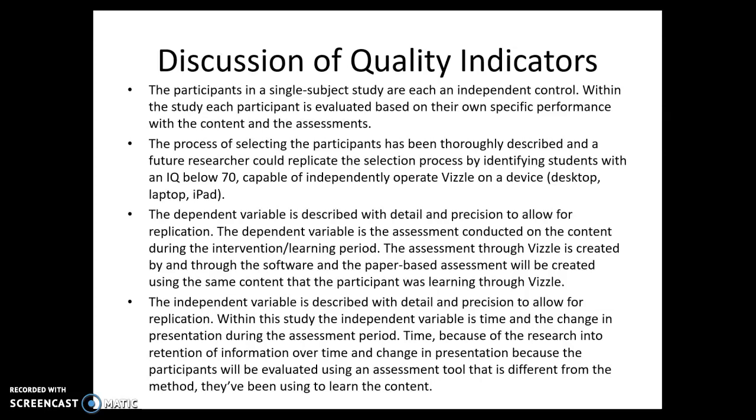So the time is described as being 4 weeks, or until the student achieves 90% accuracy over 3 trials. And then also the time for the assessment period is clearly described as being once a week for 4 weeks, with both the VISL and the paper-based assessment.